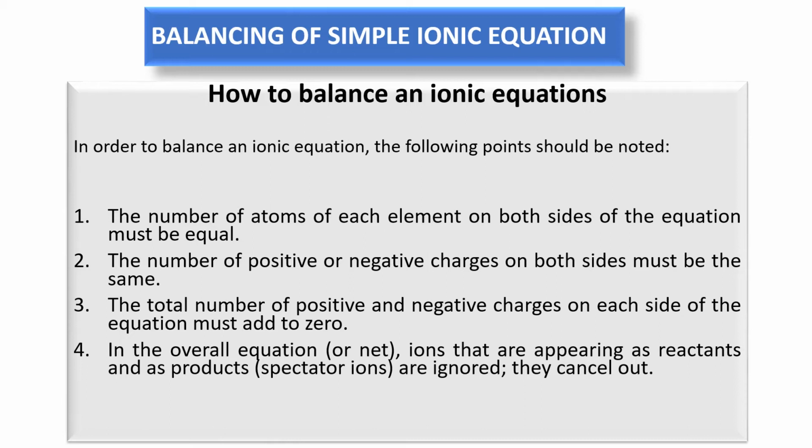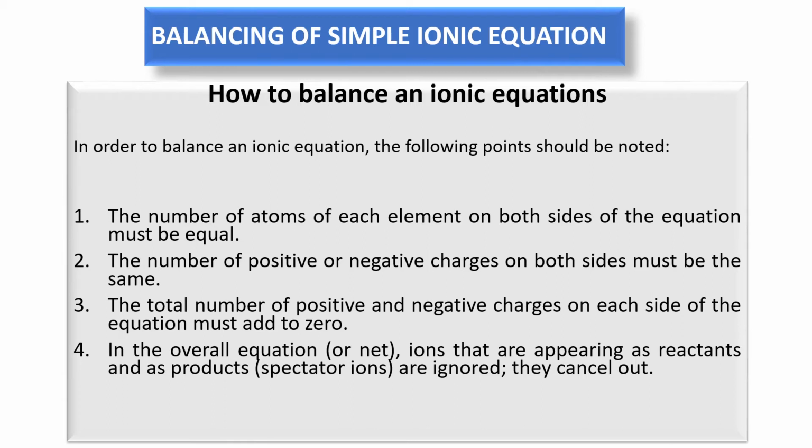How do you balance simple ionic equation, or how do you balance an ionic equation? So these are the first four things that you need to do each time you want to balance an ionic equation. The first is you should always ensure that the number of atoms of each element on both sides of the equation are equal. So the number of, let's say, hydrogen at reactant side and hydrogen at the product side must be the same. So if you're having two hydrogen atoms at the product side, you must have two hydrogen atoms at the reactant side.